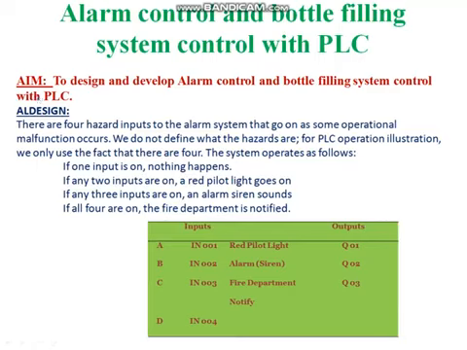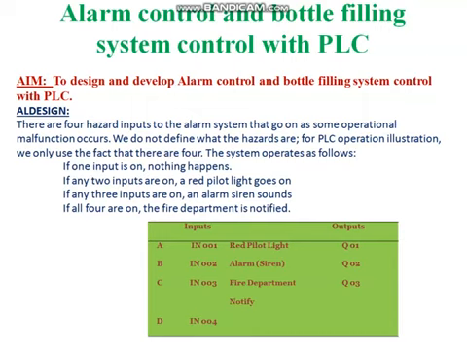In order to do alarm control, we have a problem. We have a safety alarm system, that is, a fire alarm system. There are 4 sensors used for this fire alarm system. If any one sensor becomes true, then no action is taken. If 2 sensors become true, then a red light should come on. If 3 sensors become true, an alarm should sound, and if all 4 sensors become true, the fire department is notified. That is the problem given for the PLC operation.